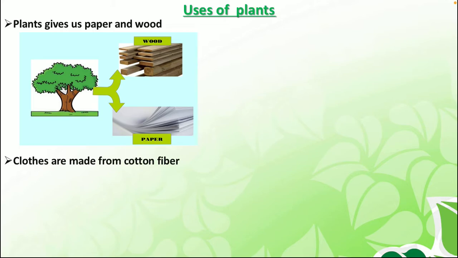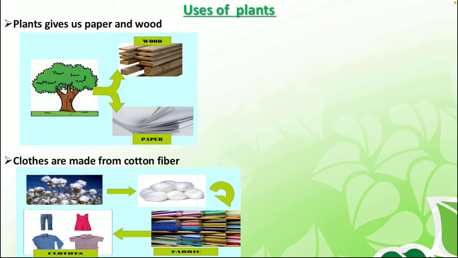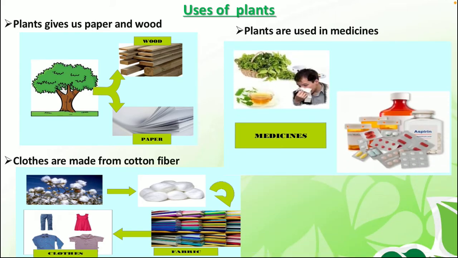Clothes are made from cotton fiber. From the cotton plant, the cotton is converted into fiber, and from the fabric we make the cloth we wear. So what we wear also comes from plants. Plants are used in medicine. There are so many plants and herbs that are used in medicine and in our tea. Plants are very useful, like mint and rosemary. There are so many herbs that we use in medicine.